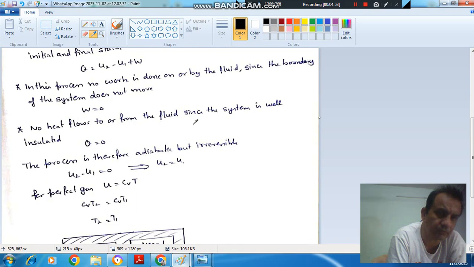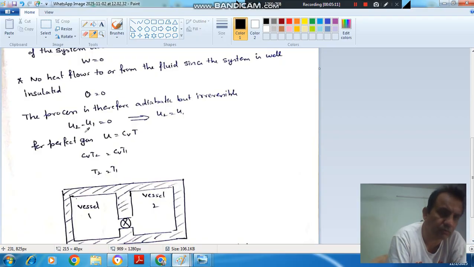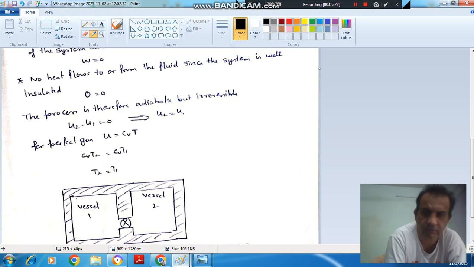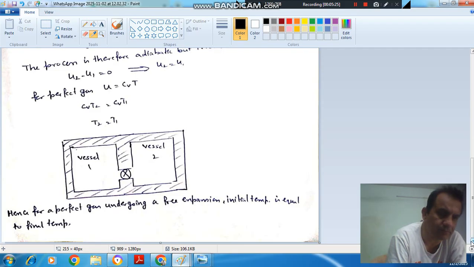So W is 0, Q is 0, U2 minus U1 is equal to 0, so U2 is equal to U1. For a perfect gas, use U equals CvT. So from this, CvT2 is equal to CvT1 and Cv is constant. So T2 is equal to T1. As T2 is equal to T1, PV is constant. So as volume increases, specific volume increases, pressure will decrease due to expansion. That's why it is called expansion. No heat supplied, no work done, but pressure will decrease and specific volume will increase. That's why it is free expansion.